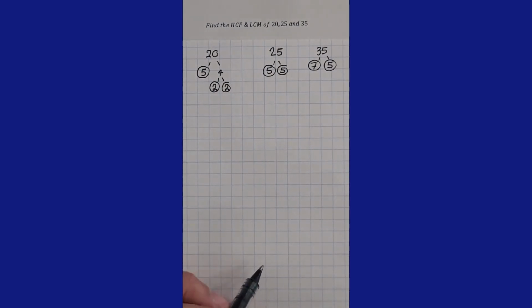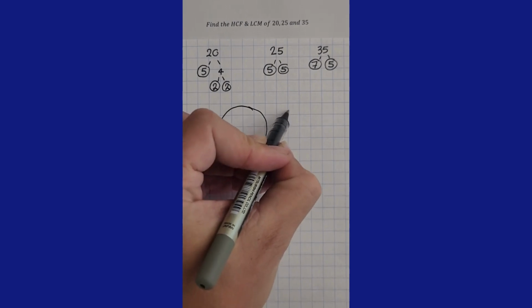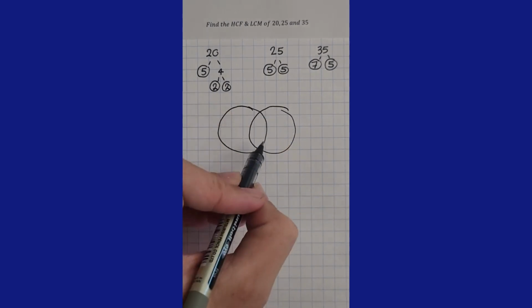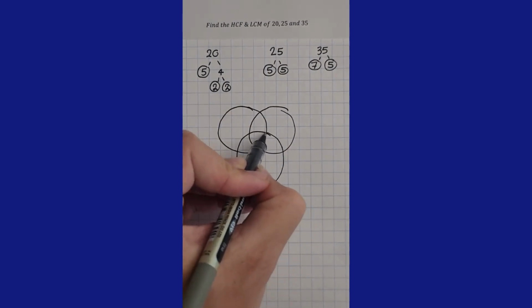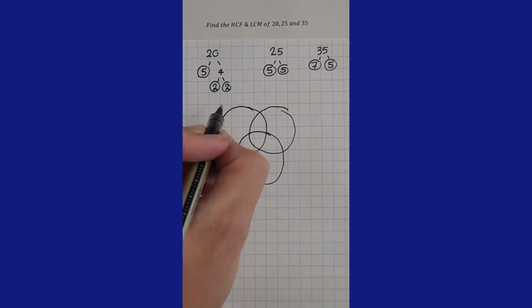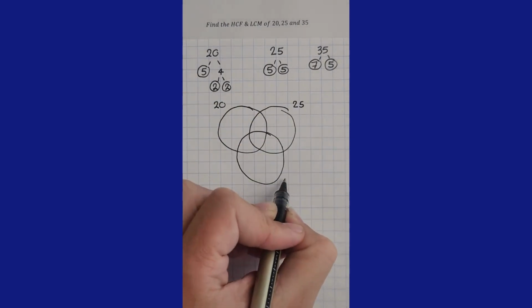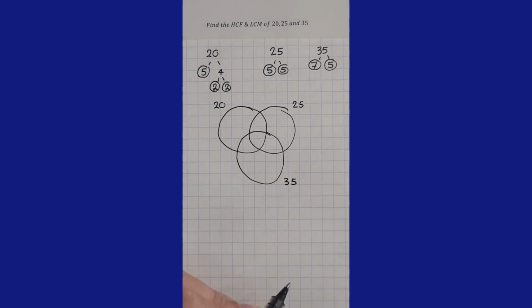So what we're going to do now is a Venn diagram, but we've got 3 circles this time. So I've got 1 here, I've got 1 here, and I've also got 1 here. So that's the way you would do them. Sometimes people do the 3 circles sort of next to each other, but then we don't have that middle overlap for all 3. So I'm going to say this is 20, this is 25, and then this one down here is going to be 35.